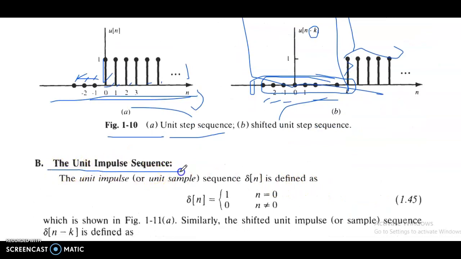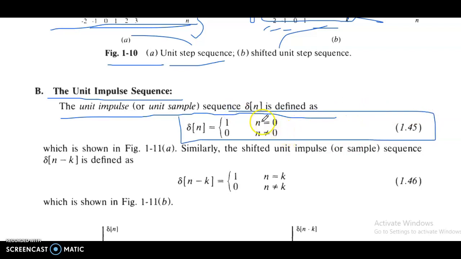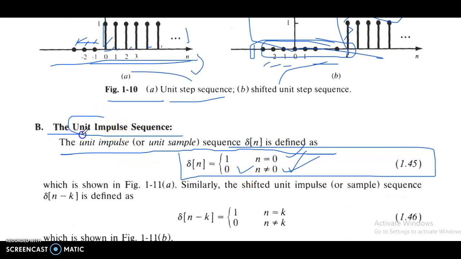Then the unit impulse sequence. The unit impulse or unit sample sequence del of n is defined as del of n equal to 1, the condition is n equal to 0, and 0 when n is not equal to 0. So this is the condition. Here, the unit impulse sample sequence, and then the shifted unit impulse sequence. We will take care of the unit impulse only.